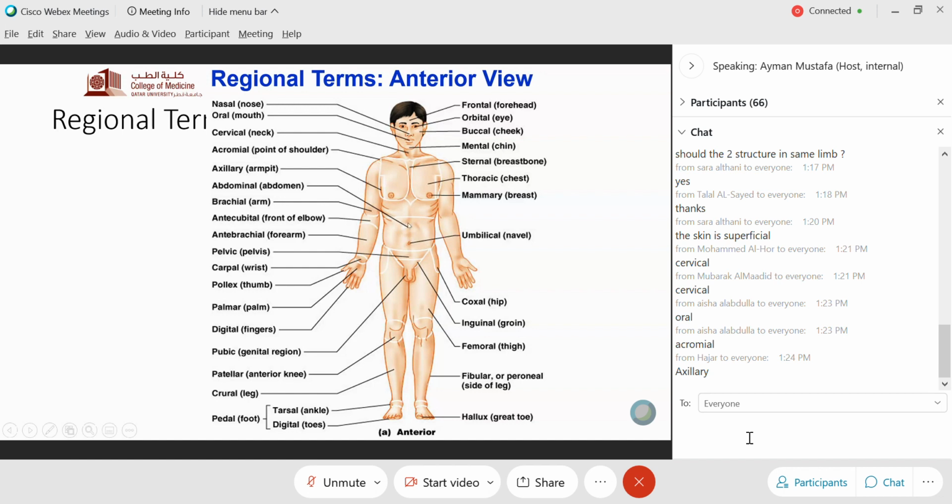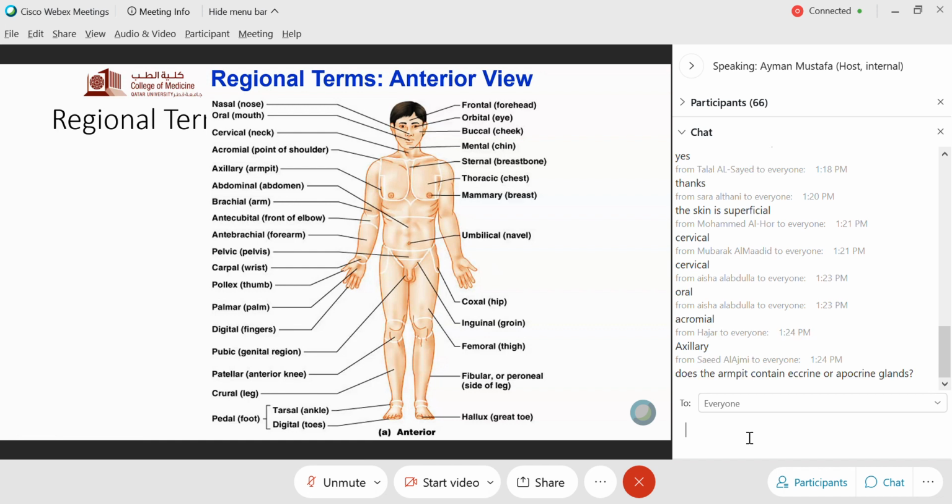Same thing, the abdomen or the belly. In common English, they call it the belly. What do we call it? Abdominal. The arm. For example, the artery that passes through the arm, what do I call it? I will call it the brachial artery. The anterior aspect of your elbow joint, I'm going to call it antecubital. Notice, we're talking about the anterior view. The forearm, this part of your upper limb is called the forearm. When I want to describe structures in it, I will use the term antebrachial.